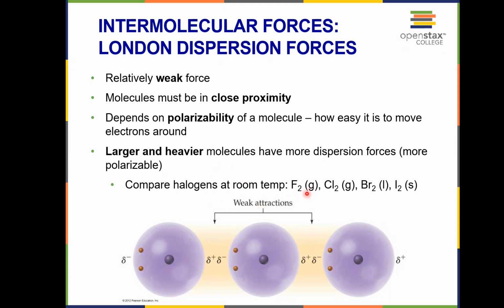We can see this by comparing our halogens, fluorine, chlorine, bromine, and iodine. This is going down the periodic table. And just looking at the phases of these molecules, fluorine is a gas at room temperature. Chlorine is a gas at room temperature. Bromine ends up being a liquid at room temperature because we have stronger London dispersion forces. Iodine, as the largest, heaviest molecule here, has the strongest intermolecular forces and ends up being a solid at room temperature.